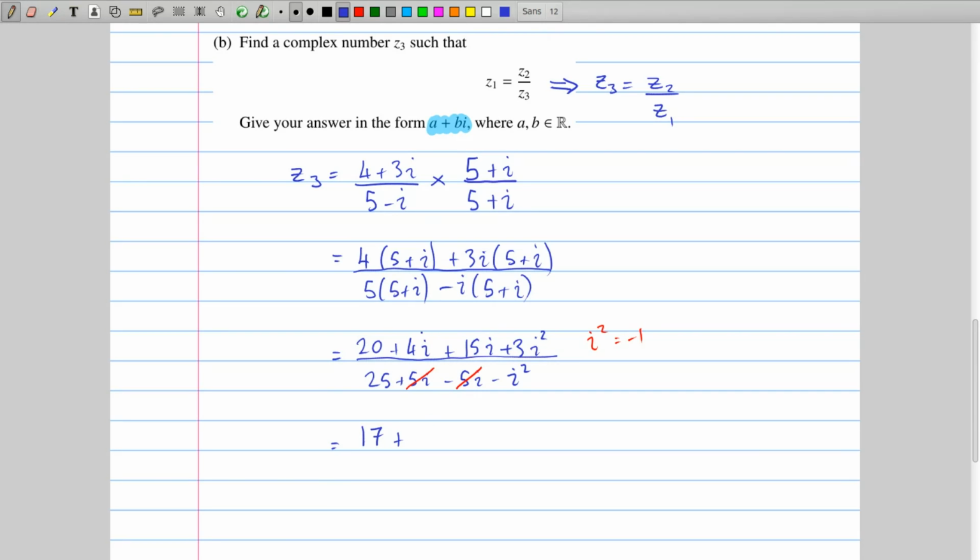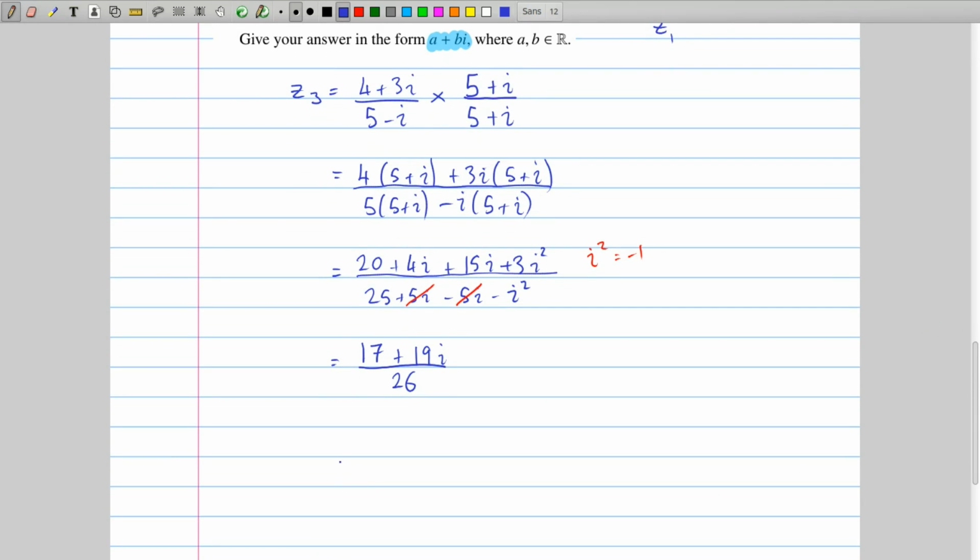Then plus 4 plus 15 is going to be 19i. And then on the bottom we've got a 25 and a minus i squared. Again, i squared being minus 1, which means this is minus times minus 1. We're essentially adding on a 1. So we end up with 26 there. And it's still not quite in the right form, but now that we only have one number on the bottom, we can actually just do a division operation here. So we end up with 17 over 26 plus 19 over 26 times i. And that should just be the answer, essentially.